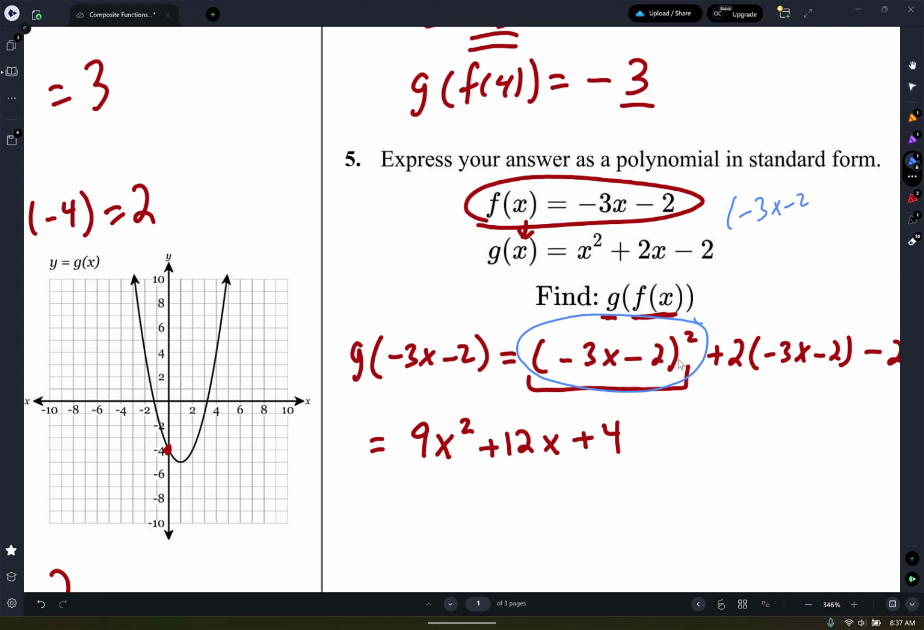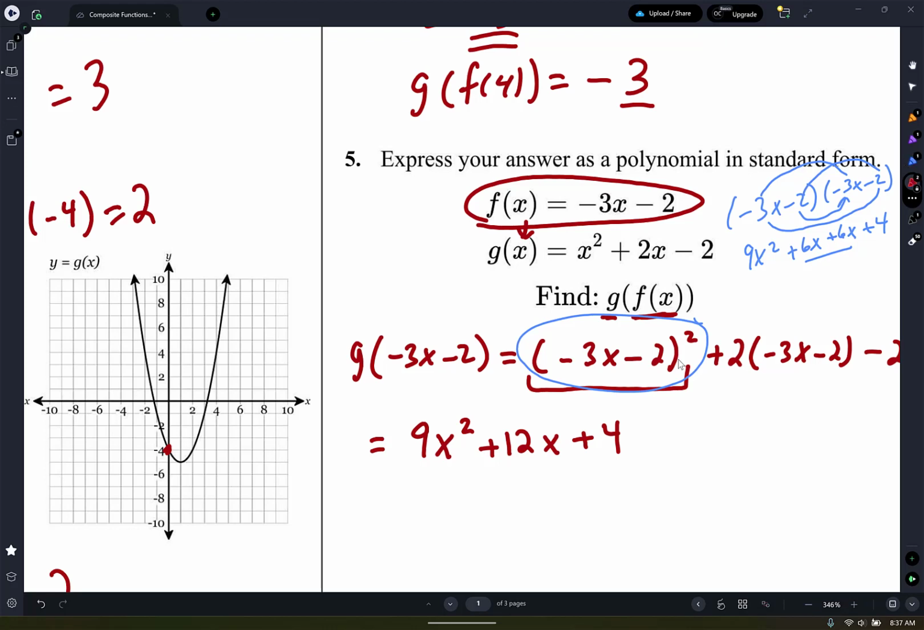Negative 3x minus 2 times negative 3x minus 2. See? Negative 3x times negative 3x, that's a 9x squared. Negative 3x times a negative 2, that's a positive 6x. And then negative 2 times a negative 3x, that's another positive 6x. And finally, negative 2 times negative 2, that's a positive 4. So see, that's where I got the 12x.